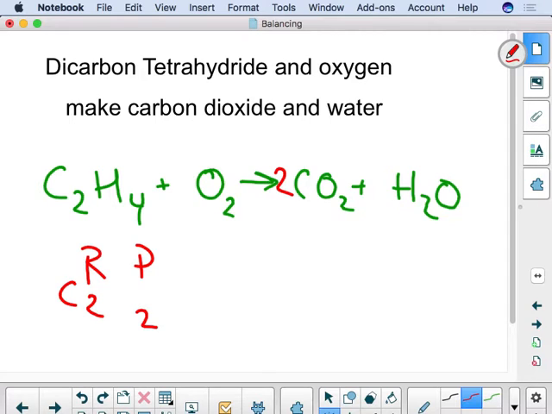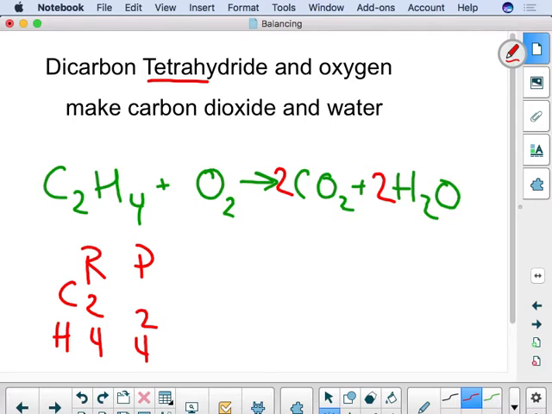Elias, what do I have to do for my hydrogens? You have to put a 2 in front of H2O. I'm going to put a 2 in front of H2O. That's 2 times my water molecules, each of which has 2 hydrogens. 2 times 2 gets me up to 4. And that is 4 because of the formula of the molecule.